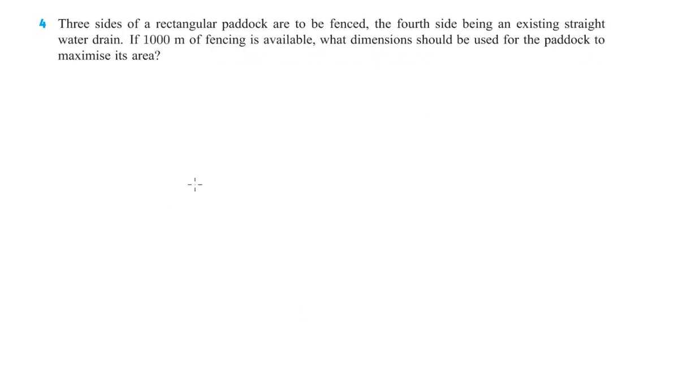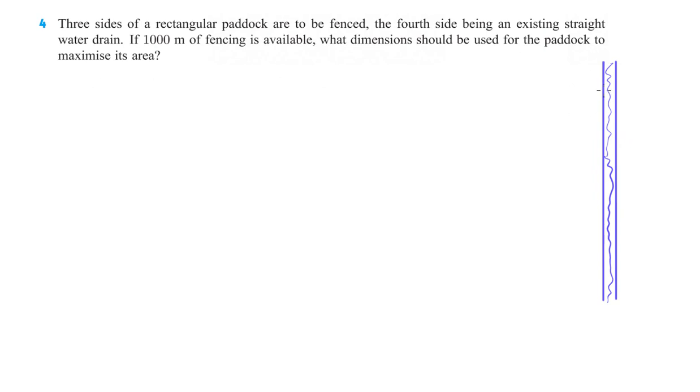Okay, let's take a look at number 4. Three sides of a rectangular paddock are to be fenced, the fourth side being an existing straight water drain. So one side of this paddock is this water drain, this water pipe, that's our existing piece with the water going through it. 1,000 meters of fencing is available. What dimensions should be used for the paddock to maximize its area?